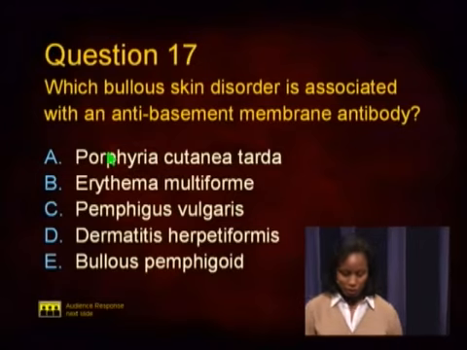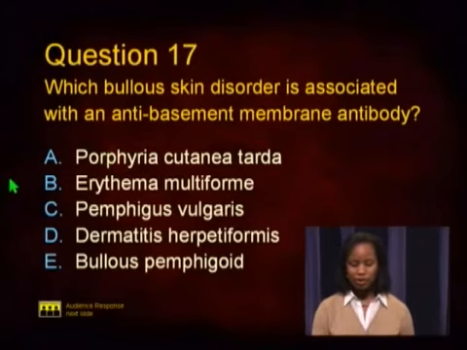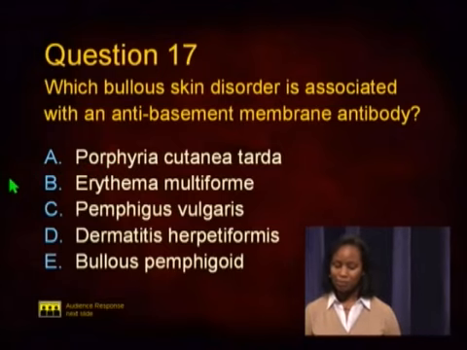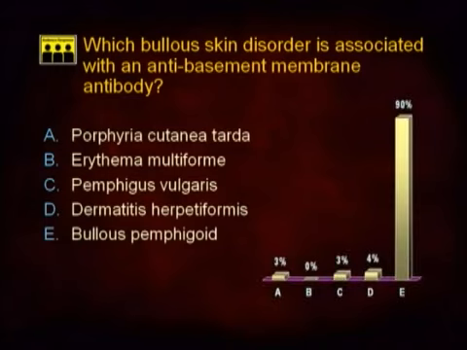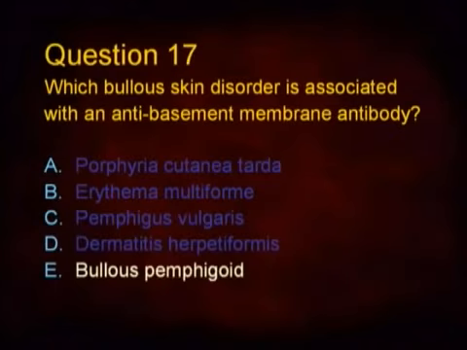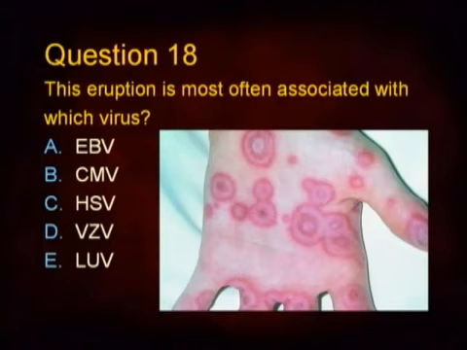So here's your chance to vote. Which of these bullous disorders is caused by an anti-basement membrane antibody? Okay. All right, good. So bullous pemphigoid is the best answer here. A few of you went for the other choices, but basement membrane, bullous pemphigoid. Okay. One for your contemplation. Eruption most often associated with which virus?